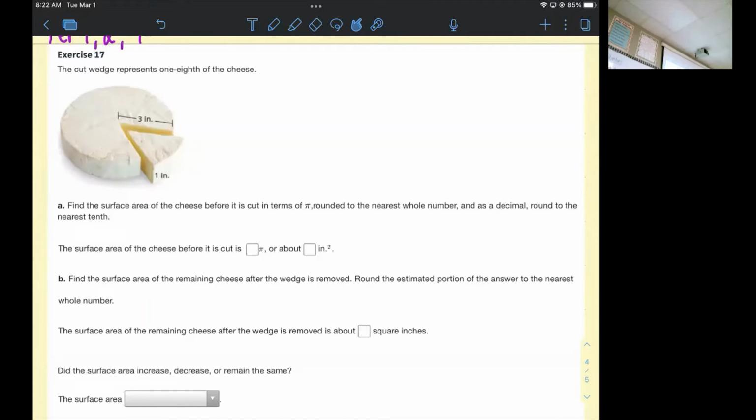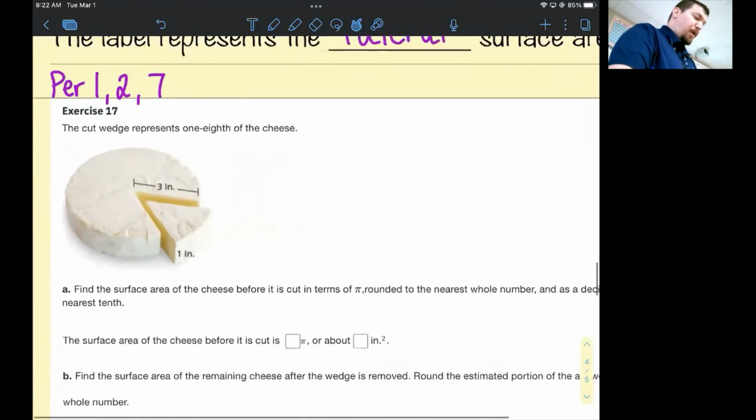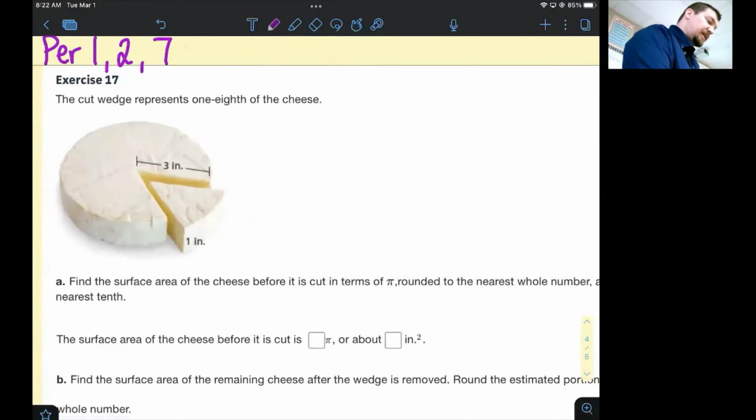Okay, number 17 on the 9.3 notes, or actually also the homework, says the cut wedge represents 1/8 of the cheese. So that sliver right there is 1/8. How much of the cheese is left then after the wedge is cut out? What portion is left? If 1/8 is gone, how many eighths remain? 7/8. Okay, keep that in mind. We'll want that later on in this problem. For now, though, part A just says, find the surface area of the cheese before it's cut.